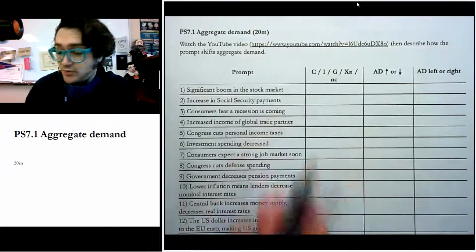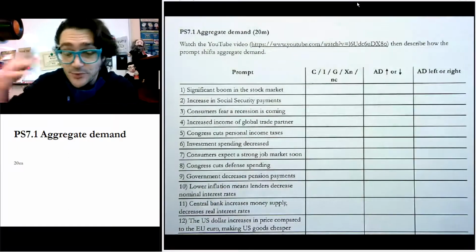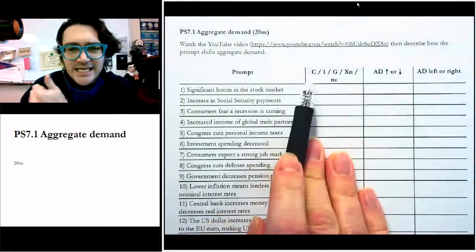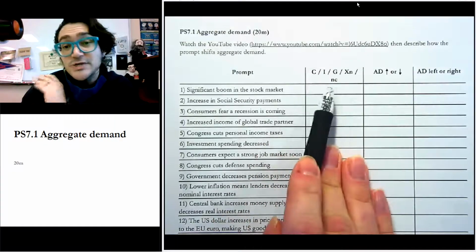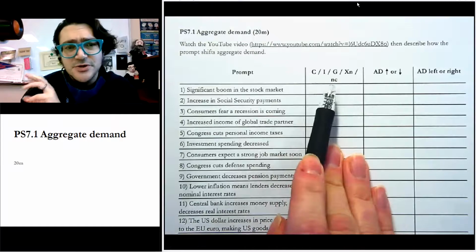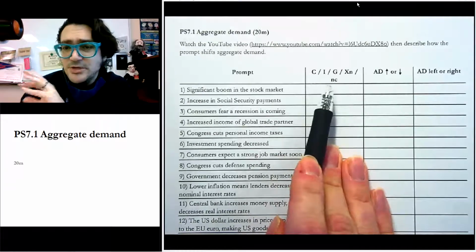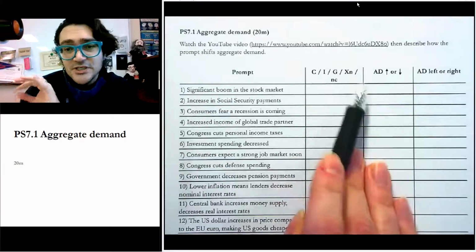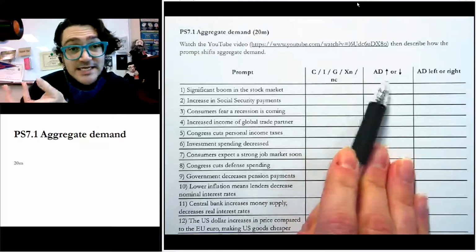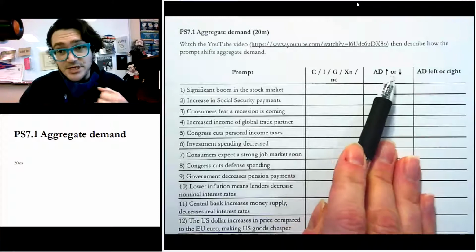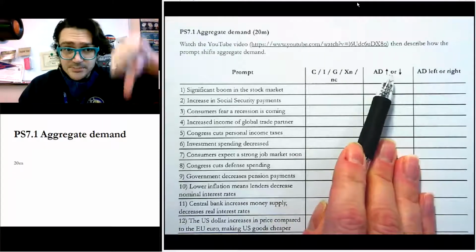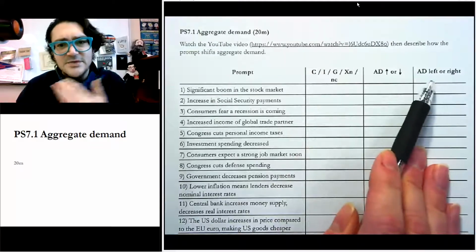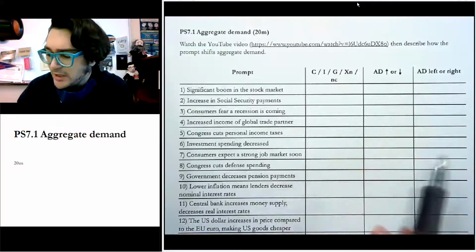For each of these little prompts, and there's 18 of them, normally we would do them in class and we'd split them up. You're going to identify did C, I, G, or XN change, or did none of those change, right? Some of them are going to be red herrings where it's not going to change any of the things. If it changes C, I, G, XN, it's going to affect aggregate demand. And so we'd say, would it be aggregate demand going up or aggregate demand decreasing? And is that a left or a right? Again, that's just kind of a practice of left, right, and that kind of thing. So we'll go ahead and get started.